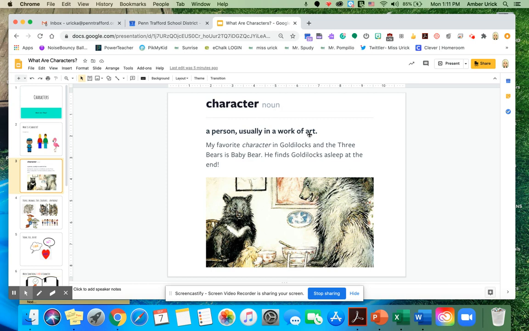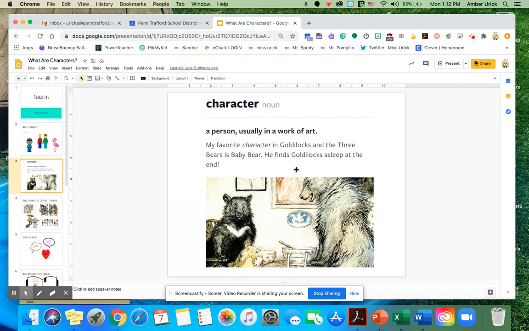And the work of art happens to be, or could be, not just hanging on the wall like in a picture frame. It could be, but it could be on the wall. It could be in a piece of literature or a book, but also in a movie, a character, okay? The example is right underneath here. It says, my favorite character in Goldilocks and the Three Bears is Baby Bear. He finds Goldilocks asleep at the end.